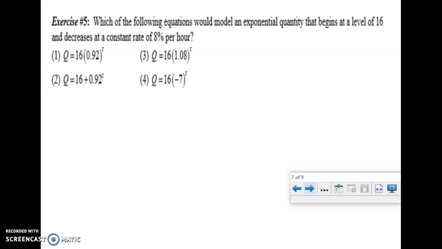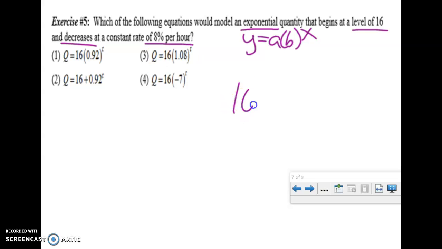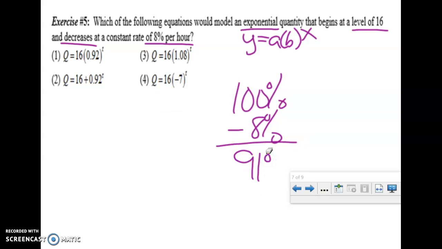Finally, we'll finish up with a question in which maybe we'll see a decrease. Which of the following equations models an exponential? Remember, y equals a times b to the x power, so that it starts at 16 and decreases, there I said it, at 8%. Well, if it starts always at 100% but loses 8%, 92% will remain. So which equation looks like that?